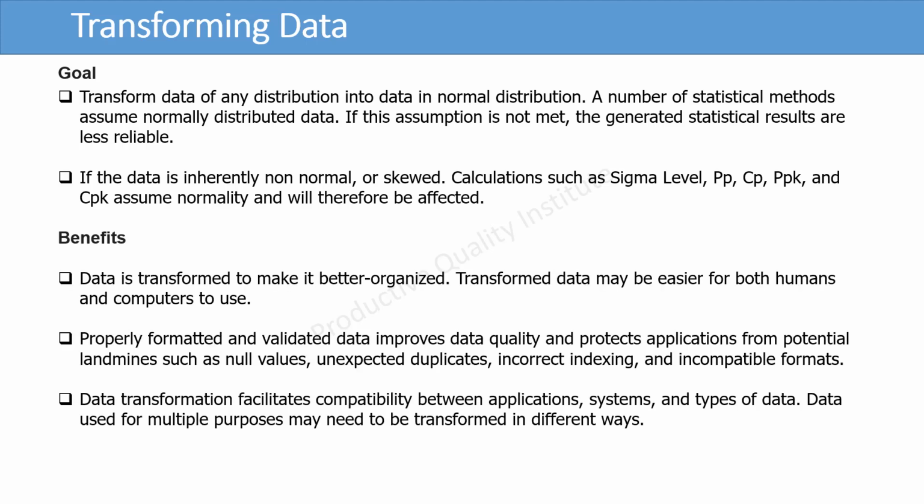The benefits of transforming data are: data is transformed to make it better organized. Transformed data may be easier for both humans and computers to use. Properly formatted and validated data improves data quality and protects applications from potential landmines, such as null values, unexpected duplicates, incorrect indexing, and incompatible formats. Data transformation facilitates compatibility between applications, systems, and types of data. Data used for multiple purposes may need to be transformed in different ways.